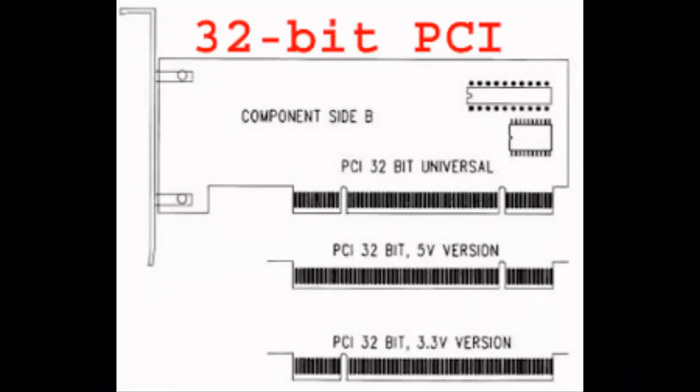I believe the card I put in is the top one in this diagram, a universal 32-bit PCI card. Obviously the middle one I think is a no-go because it's not even going to fit into that slot. I'm not sure about the third one.